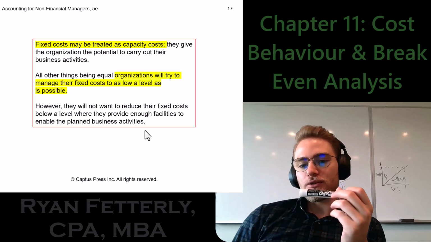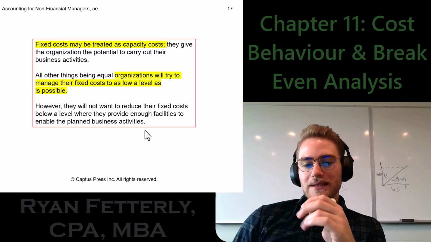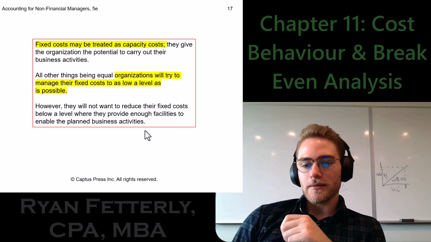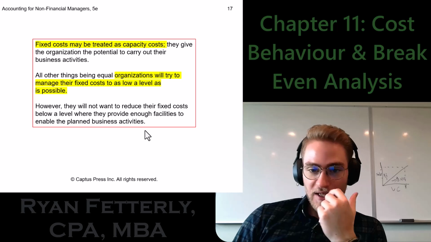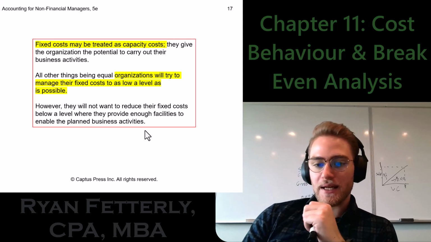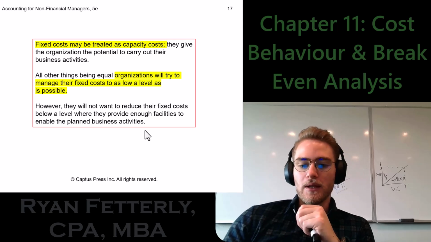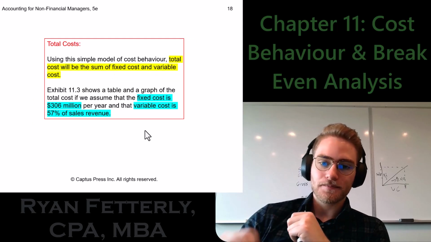So fixed costs may be treated as capacity costs. They give the organization the potential to carry out their business activities. And all other things being equal, organizations will try to manage their fixed costs to be as low a level as possible. However, they will not want to reduce their fixed costs below a level where they provide enough facilities to enable the planned business activities.